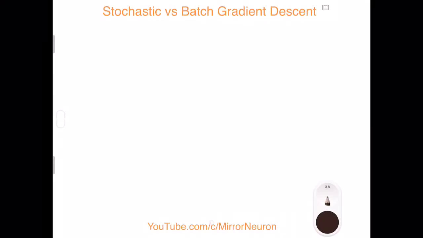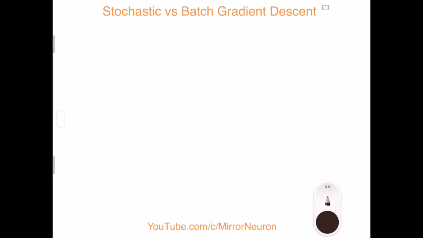So let's answer the question: the difference between stochastic gradient descent and batch gradient descent. First we will discuss the theory and then write some simple code in Python to demonstrate its implementation. We will also answer some critical observations around it.